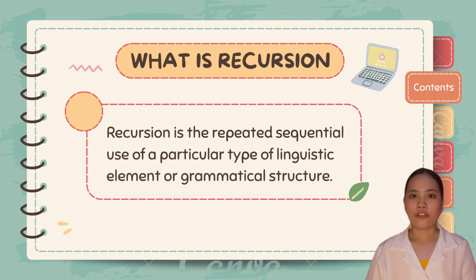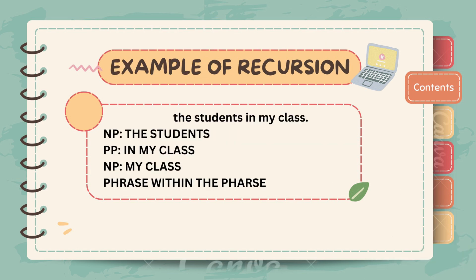What is recursion? It is the occurrence of one syntactic category containing a smaller instance of the same category. Example of recursion: the students in my class. Noun phrase, the students. Prepositional phrase, in my class. Noun phrase, my class. A phrase within the phrase.